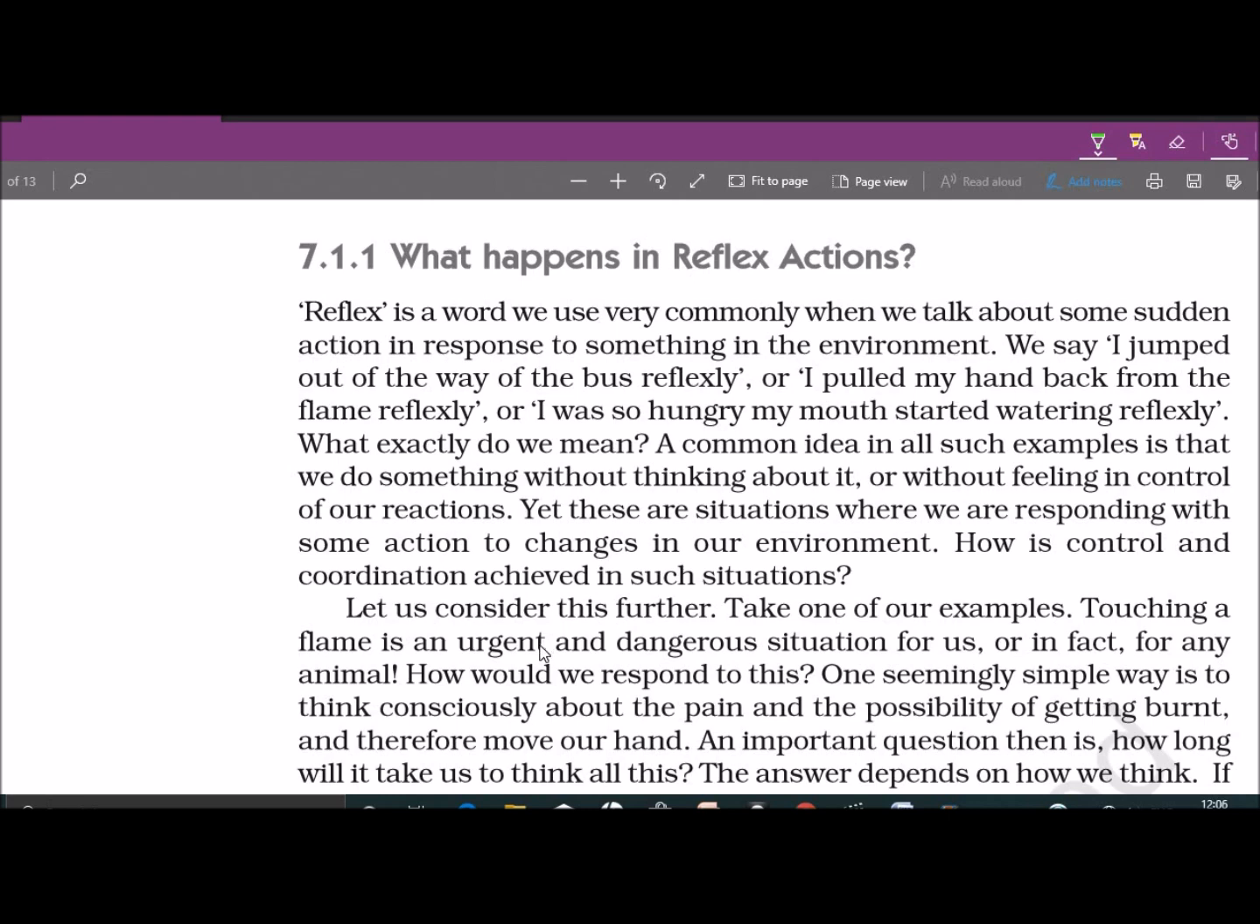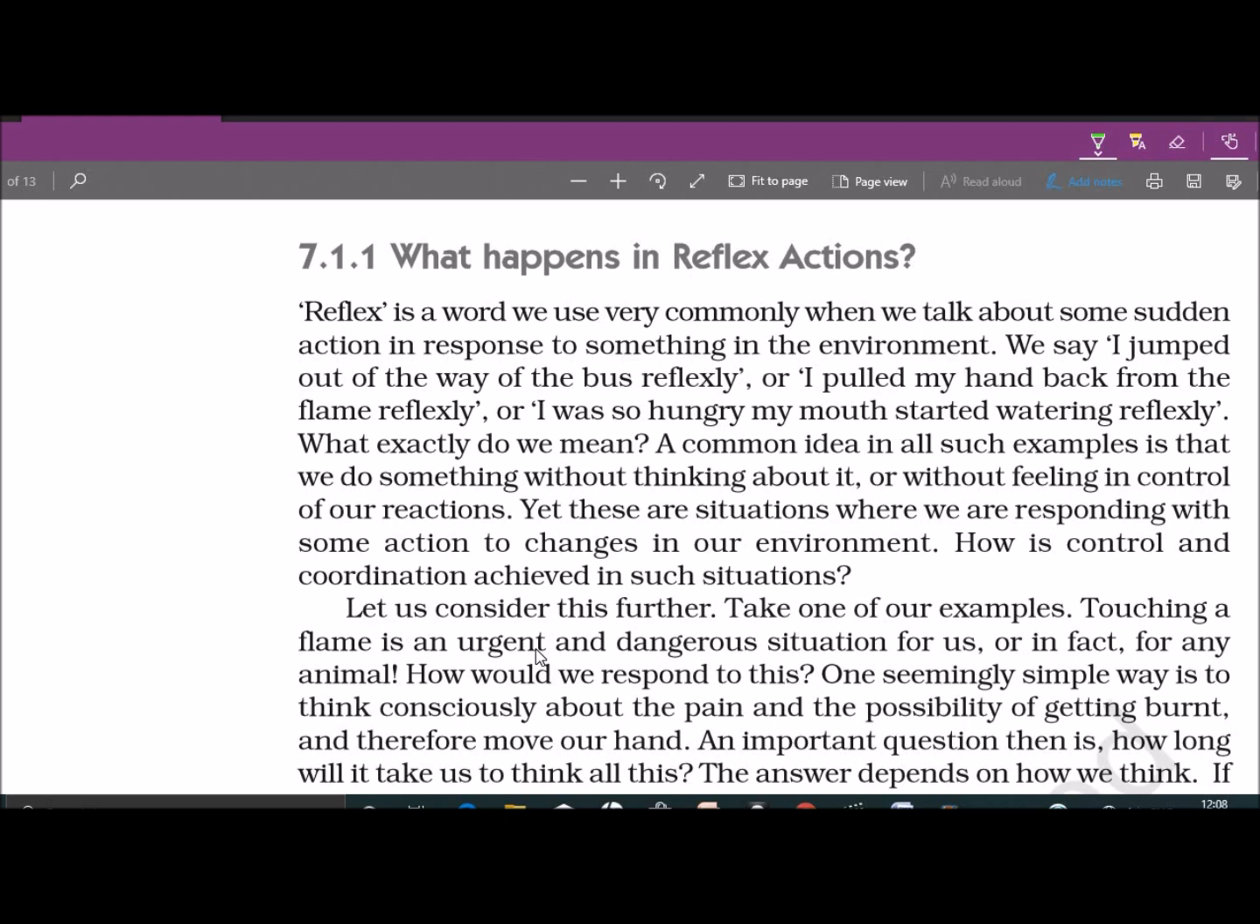Now we will read about what happens in a reflex action. So what is a reflex action? Reflex action is a type of nervous action. The nervous actions are of three types: first, the reflex action; second, the voluntary action; and third, the involuntary action. Reflex action and involuntary action occur without consulting the will. Reflex action is an automatic and immediate response to a stimulus for protection or functioning efficiently. For example, pulling the hand back from a flame.